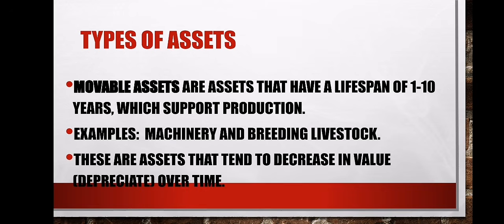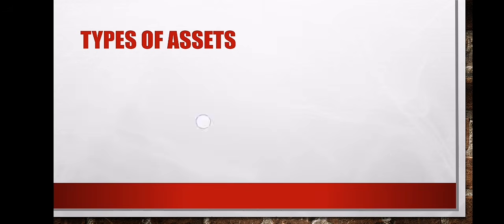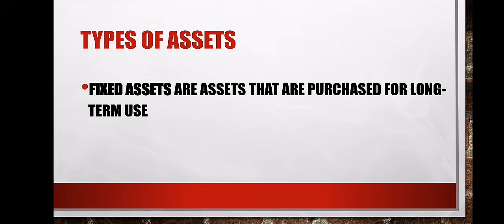One thing that you must understand, that these assets tend to decrease their value, which we call depreciation. We will look at depreciation as one of the problems that is associated with capital. So we have current assets, they are used in that production period. We have movable assets, they are available for about 2 to 10 years. We also have the last one, which is fixed assets.